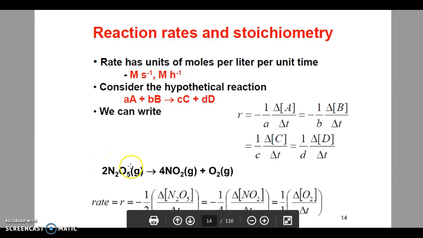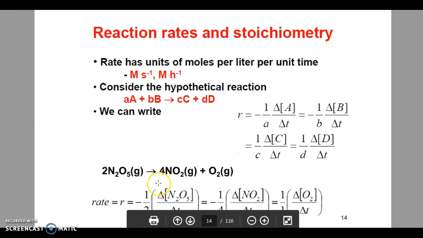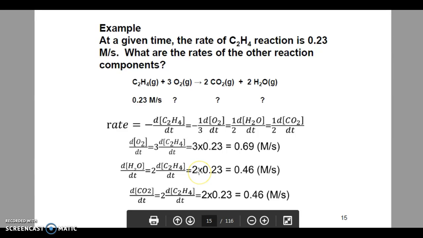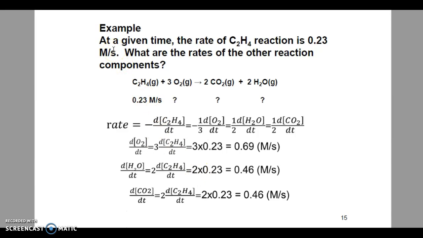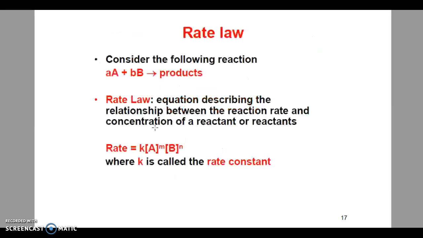For this reaction, which is given as an example here, we can express the rate of reaction in terms of the concentration of reactants as well as the products. Here an example is given, and how we can calculate the rate is given here.